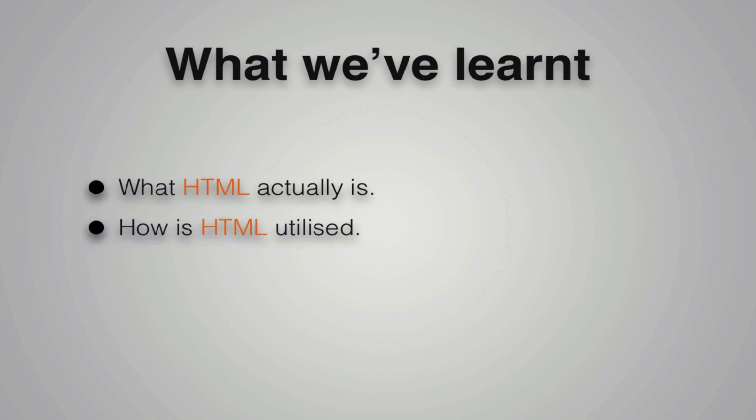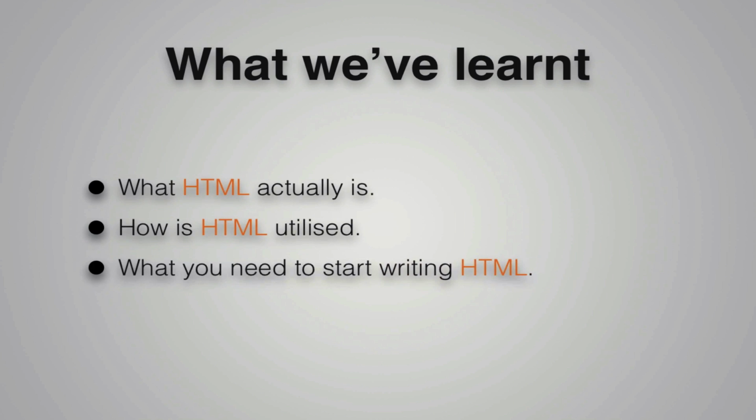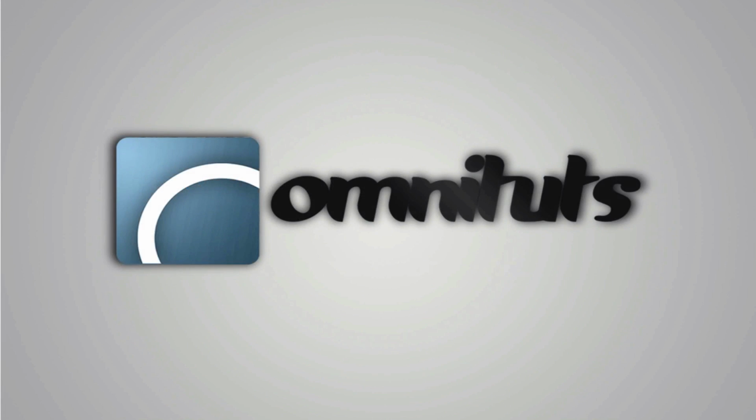So we've covered quite a bit, not too much in this tutorial. So let's just take a look at what we've learned. We've learned what HTML actually is. We've learned how HTML is utilized. We also learned what you need to actually start writing the HTML, which is what we'll be covering in the next few tutorials. So we've just got an introduction to HTML, and we've gotten familiar with what HTML actually is, what you use to write HTML, and a few basic things like that.